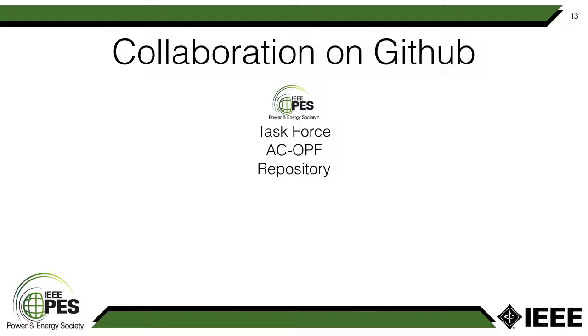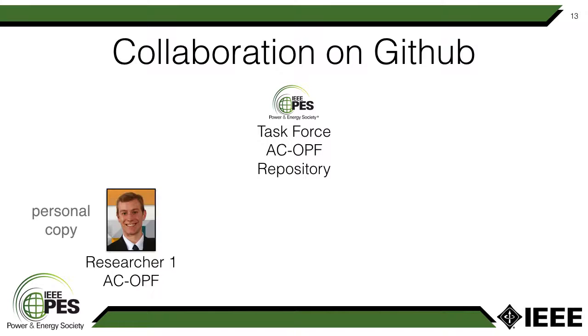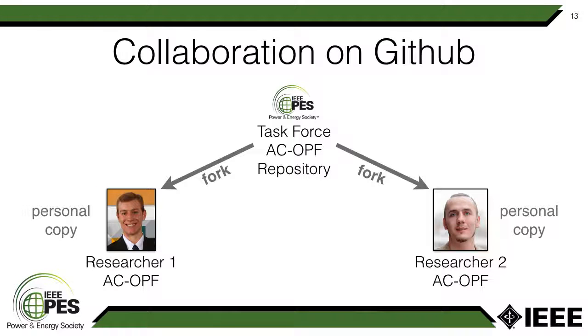Now, the next feature has to do with collaboration. So let's assume the task force has an ACOPF repository that's official and curated by the task force members. If a researcher comes along and they decide they want to make a bunch of modifications to this version, but they don't want to get approval from the task force, what they can do is called a fork. A fork will make a personal copy of the task force repository in their account, which they can modify and make any changes they like without affecting the official gold standard copy. Another researcher might come along and also make their own personal fork and then make other modifications.